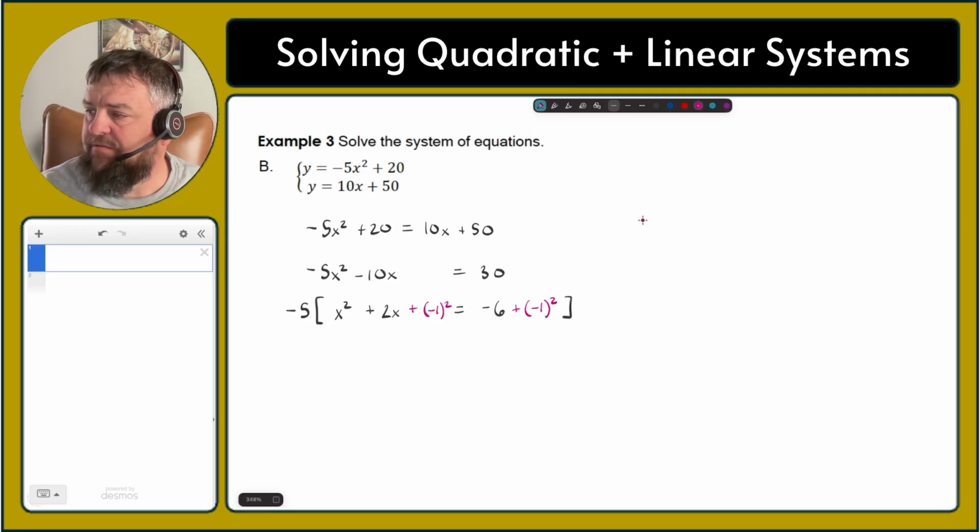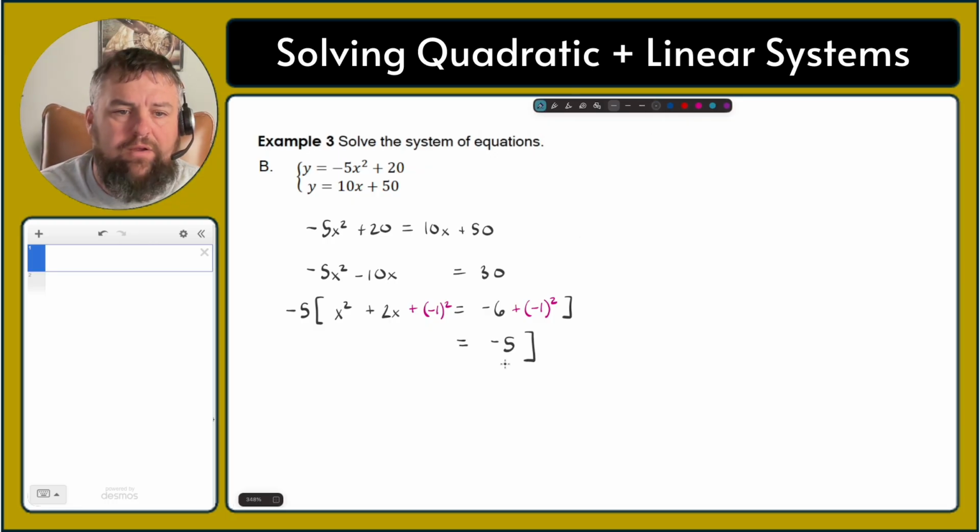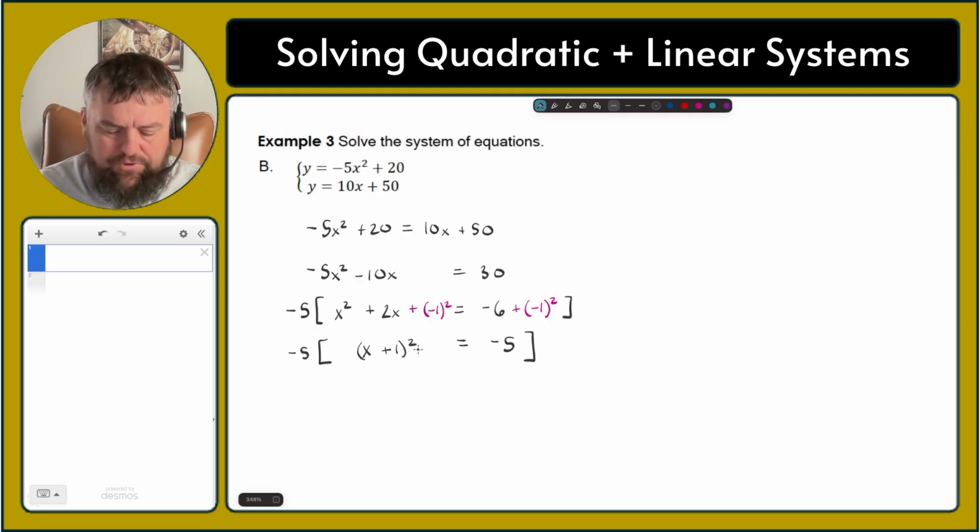Okay, so that's going to give me, let's see, on the right, we're going to get negative 5. On the left, because of my constant here, we're going to have (x + 1) squared. And so I'm going to use the inside part of the brackets in order to find the rest of the solution. So it's a little bit easier than multiplying through and then having to undo.